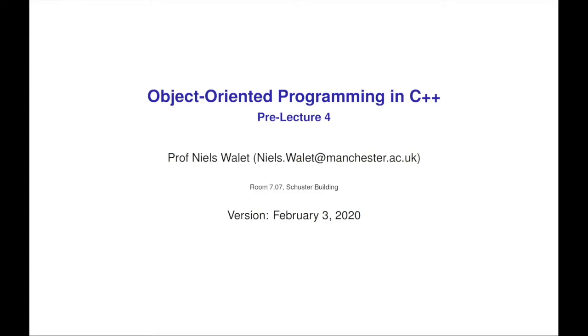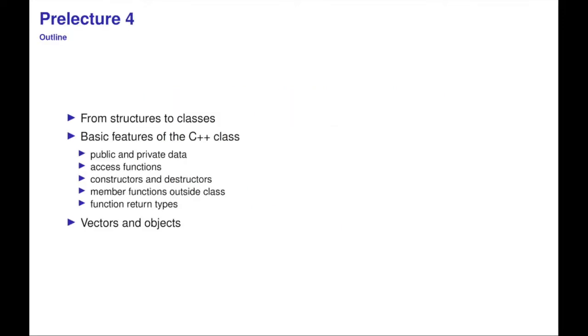So it's now that time in the course where we want to turn towards object-oriented programming, the main target of what we're going to discuss. So what we're really going to do today is look at the idea of how to go from a structure to a class, and I'll explain what both of those are, and then look at the basic features of the C++ class, which is the core object that allows us to do object-oriented programming.